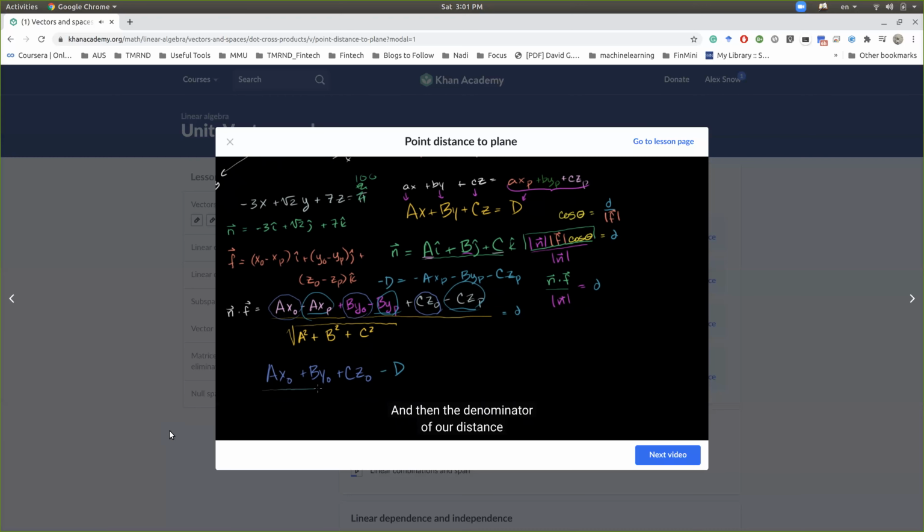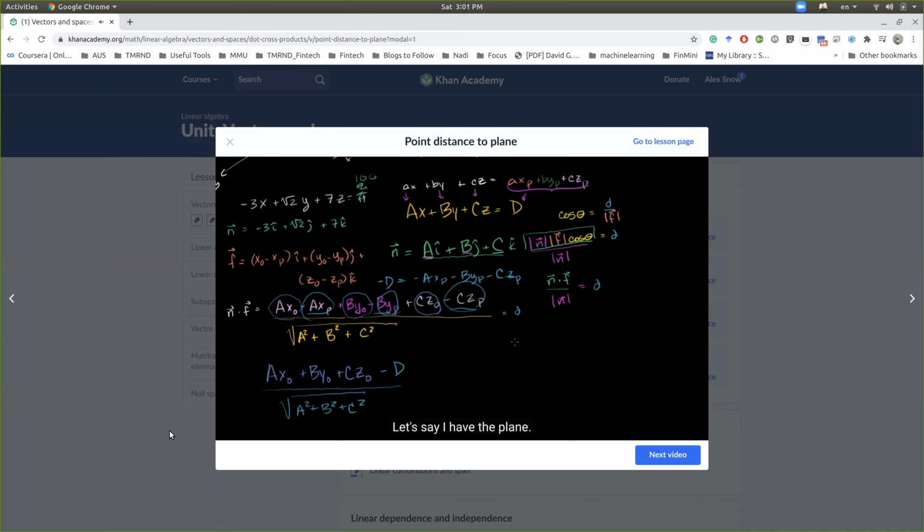And then the denominator of the distance is just the square root of A squared plus B squared plus C squared. And we're done. This tells us the distance between any point and a plane. And this is a pretty intuitive formula, because all we're doing, if I give you an example.